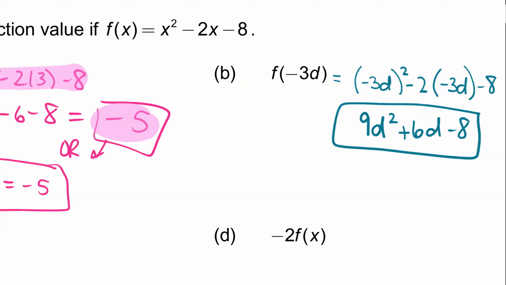And if you're done, try out D. You can compare with the person next to you. Don't forget to FOIL since you're squaring a binomial.